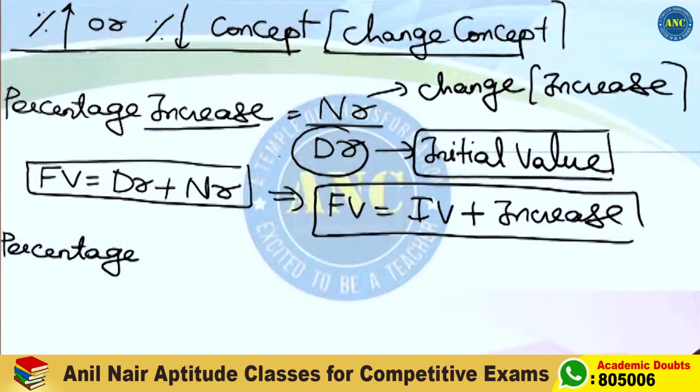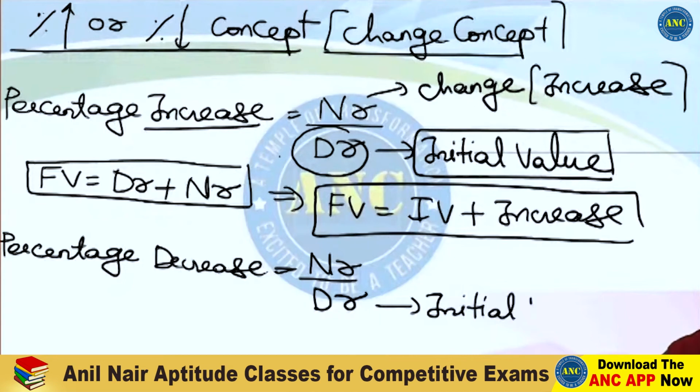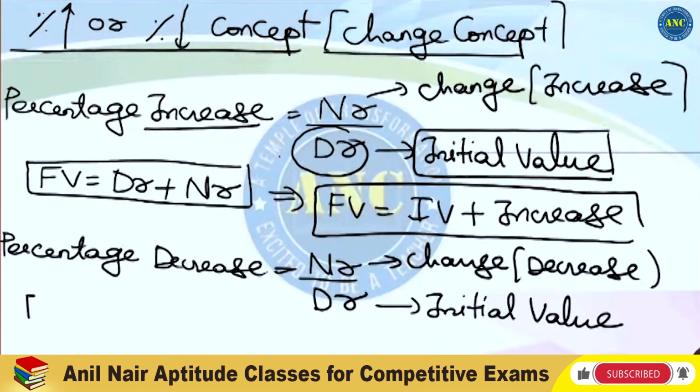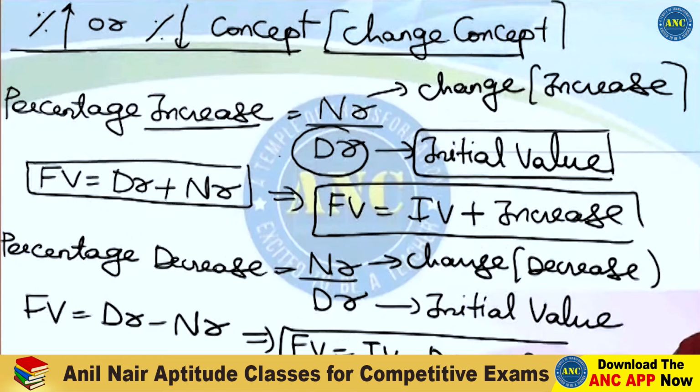Next one. Percentage decrease. If in fraction it is given as numerator by denominator. Denominator is always the initial value. Numerator is nothing but the change. Change is nothing but decrease here. So, final value is nothing but denominator minus numerator, because final value is nothing but initial value minus decrease. I hope the idea is clear.